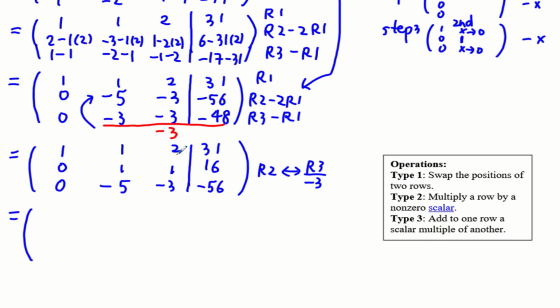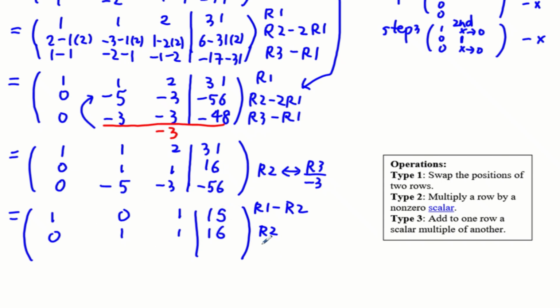So this one, if we keep the R2 here and do R1 subtract R2. So 1 minus 1 gives you 0. So we keep the R2 here, we don't touch it, but we change the other numbers in the second column to 0. So R1 minus R2: 1 minus 1 is 0, 2 minus 1 is 1, 31 minus 16 is 15.